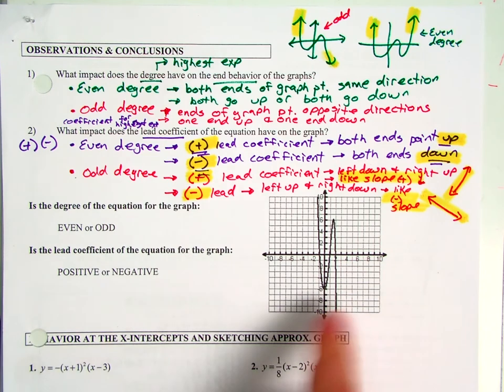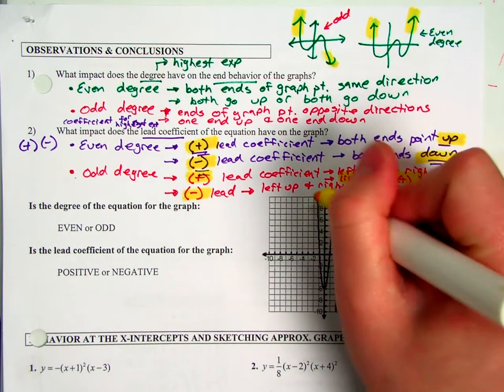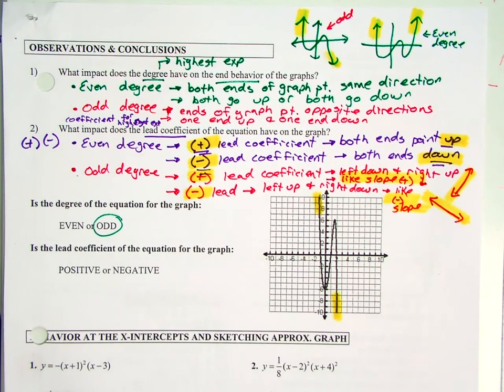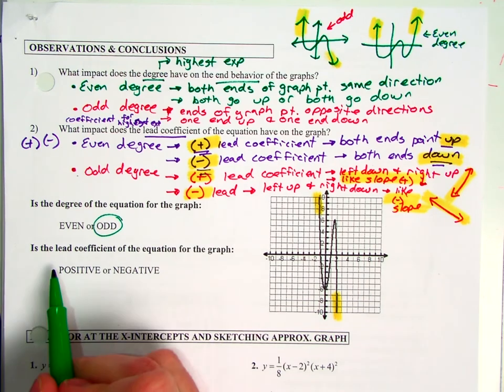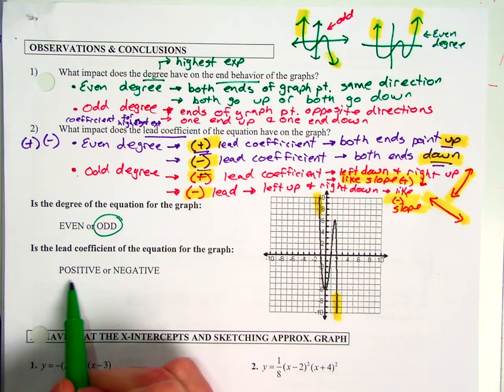So when I look at this graph, I should know, based on its look, whether it's an even or an odd equation based on the end behavior. Since these are going in two different directions, that tells me this is an odd degree, because an even degree would head in the same direction. And it asks, is the lead coefficient of the equation positive or negative?